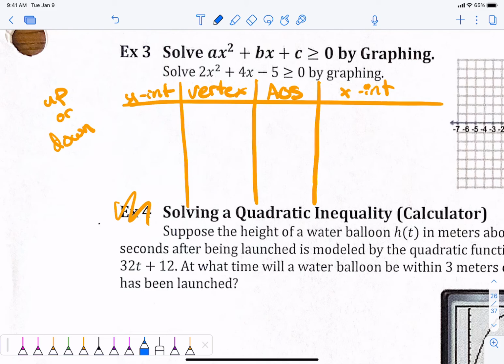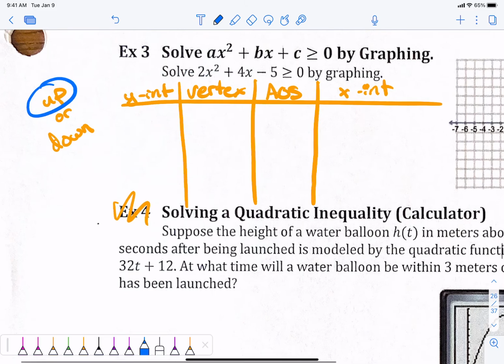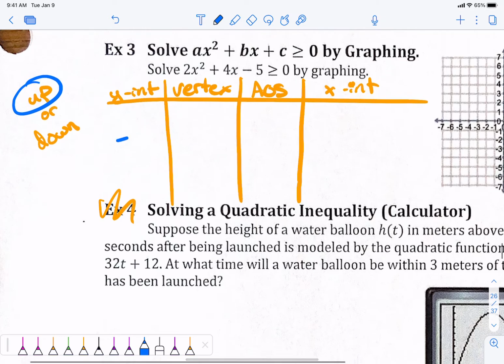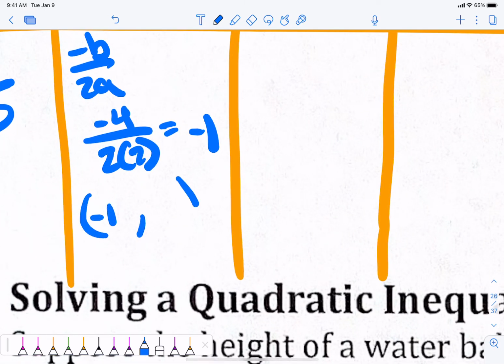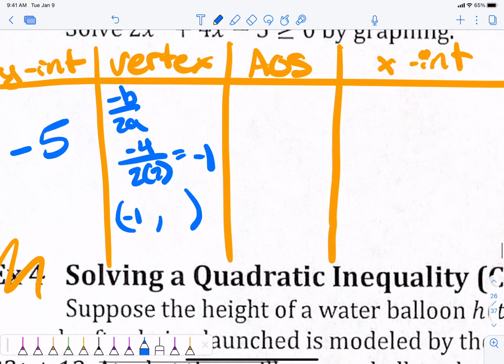Is this up or down? Up, because it's positive. The y-intercept is negative 5. The vertex: negative b over 2a. What's b? Negative 4 over 2 times a, which is 2. So negative 4 over 4, which is negative 1. Yes, negative 1. The axis of symmetry, we'll get to that.